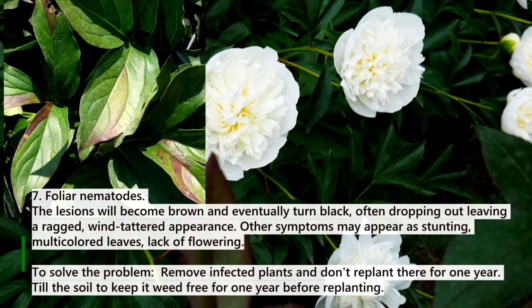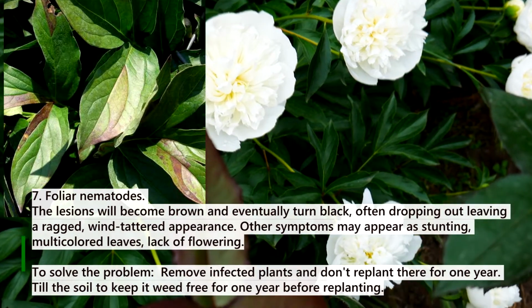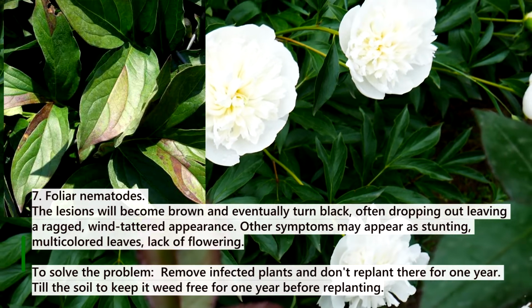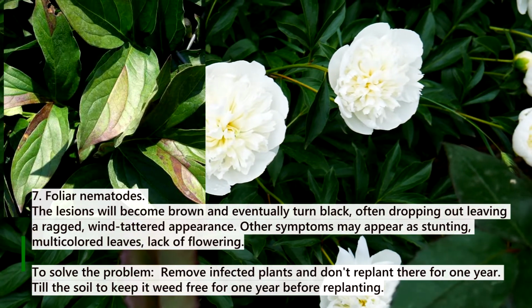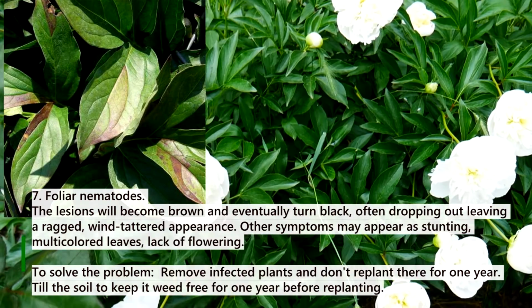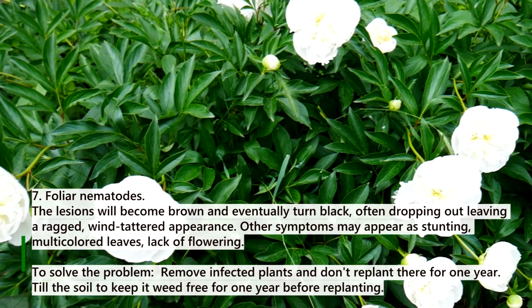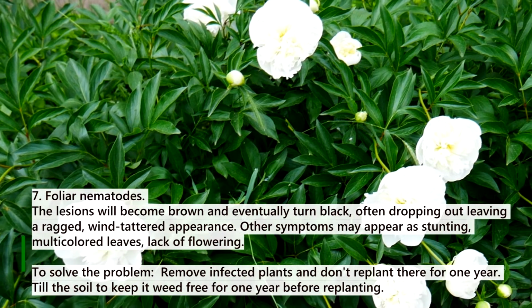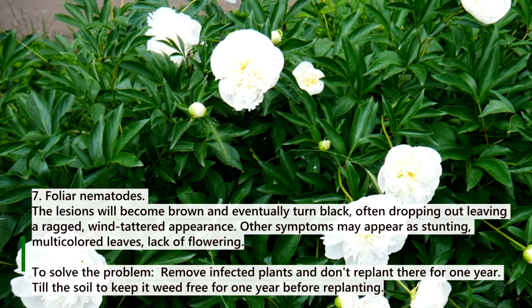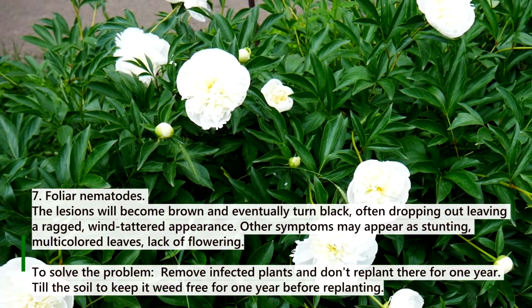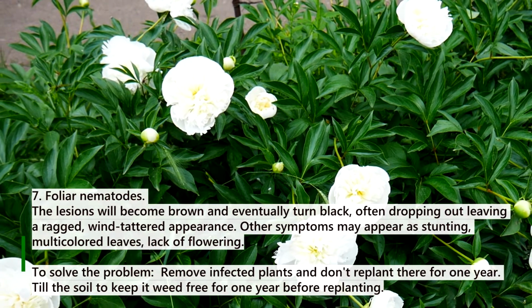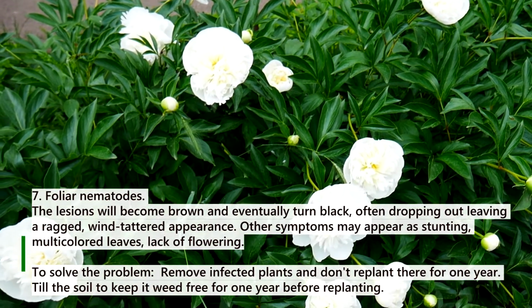7. Foliar nematodes. The lesions will become brown and eventually turn black, often dropping out, leaving a rugged, wind-tattered appearance. Other symptoms may appear as stunting, multicolored leaves, lack of flowering. To solve the problem, remove infected plants and don't replant there for 1 year. Till the soil to keep it weed-free for 1 year before replanting.